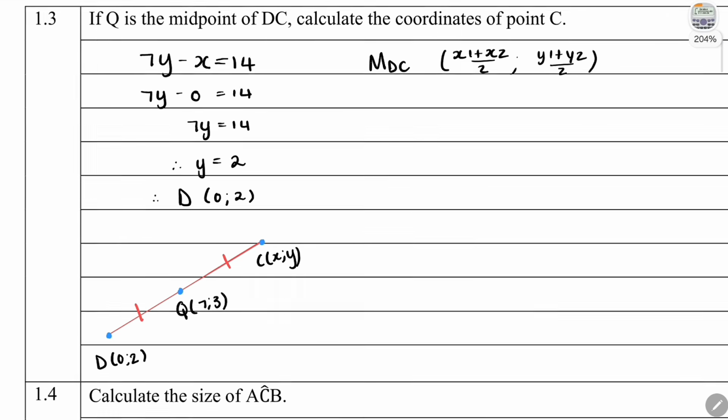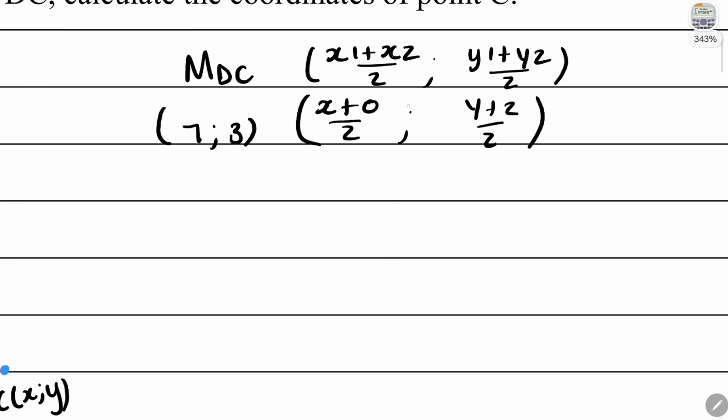So we can just put it in the order where the x and the y come first. So that is going to be x plus the other x value, 0, over 2, and then y plus 2 over 2. Now we're saying that this calculation of the midpoint, if we knew what x and y were, should give us this midpoint of Q. So we already have that midpoint. We can say that is 7 and 3. And so these are equal. This is the calculation. This is the actual midpoint.